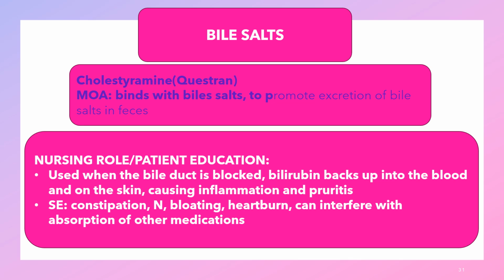Part of our nursing role or patient education is that this is used when the bile duct is blocked, right? That bilirubin backs up into the blood, and as I said, on the skin, it causes inflammation and pruritus, which is itching. Side effects from this medication: constipation, nausea, bloating, and heartburn, and it can interfere with absorption of other medications. So again, not completely harmless to take, and you can see that it has the potential to cause GI side effects as well in a situation where we're already dealing with GI symptoms.